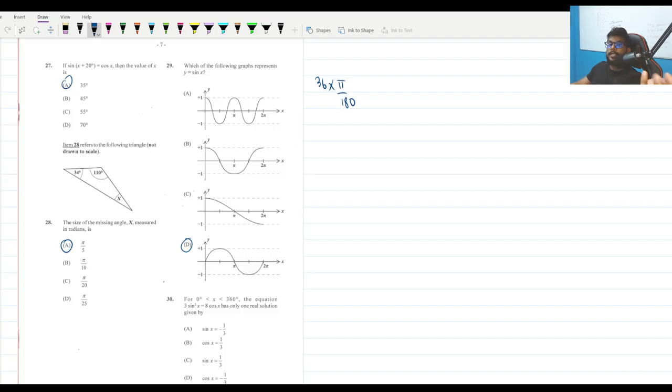The first one will be sine 2x, because I'm completing 2 revolutions. No, it'll be cosine 2x, because it's a cosine curve. It's D, straightforward, because the sine curve always starts at the origin. Sine of x always starts at the origin.